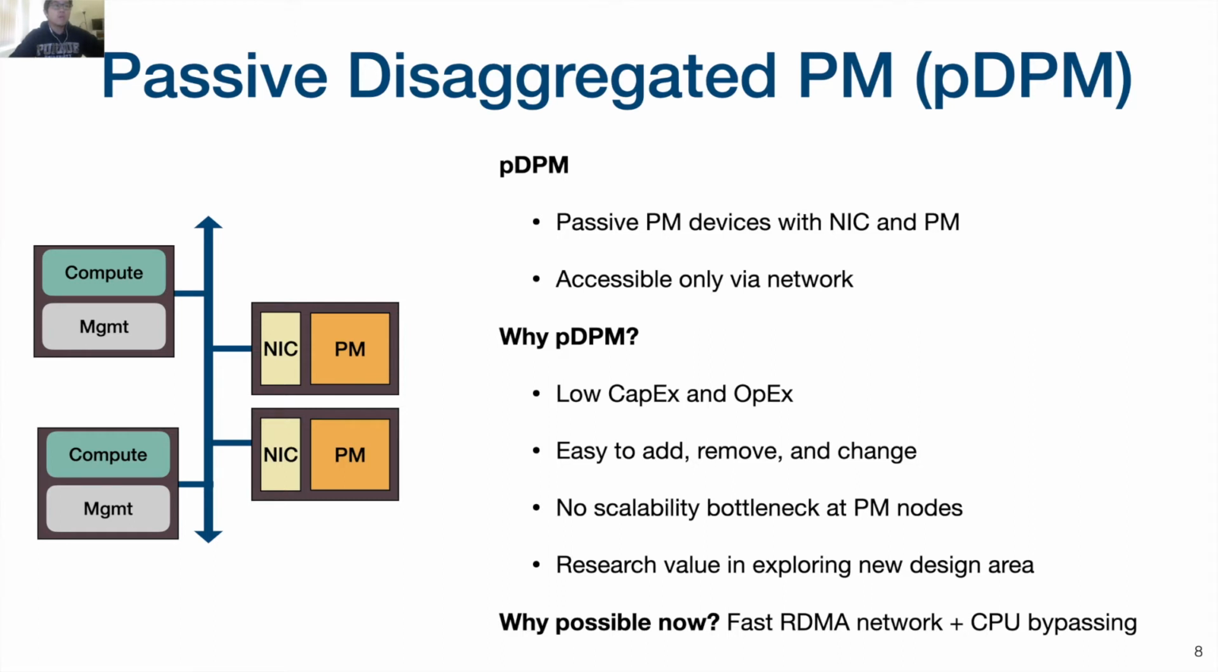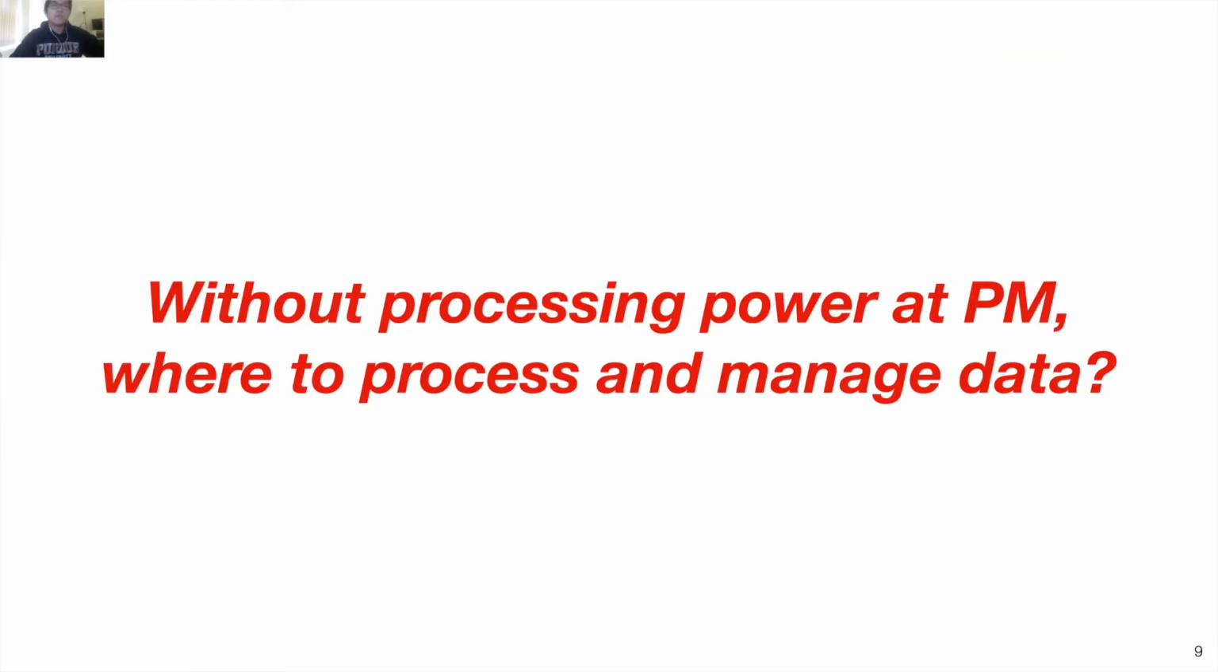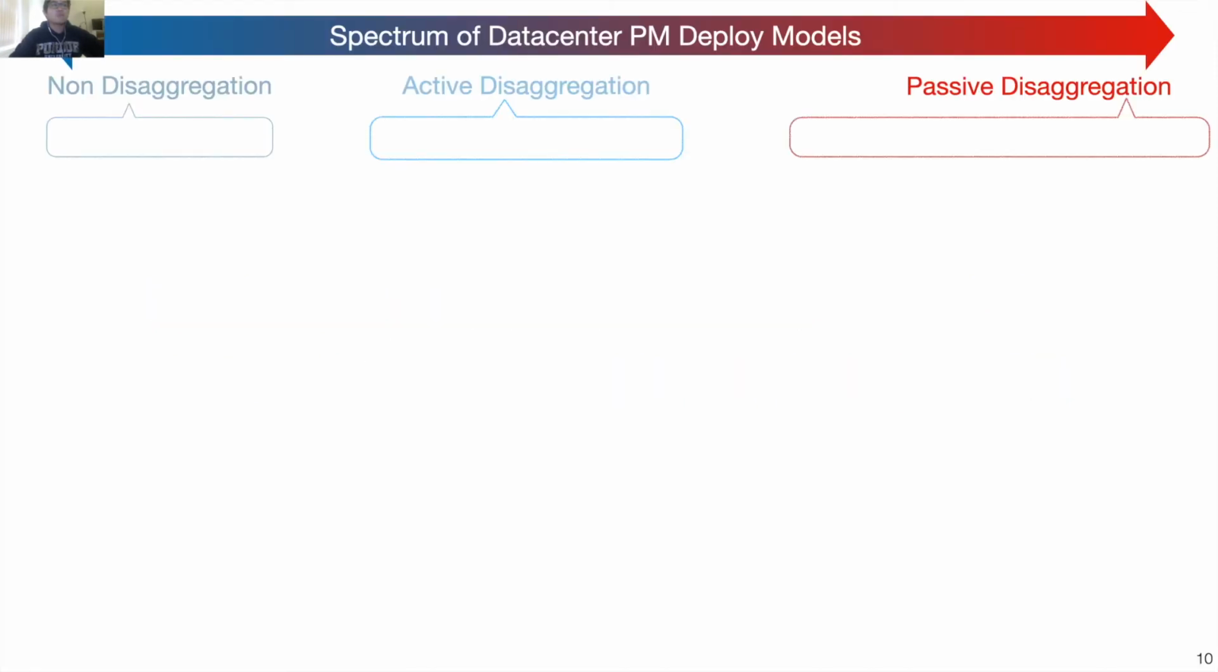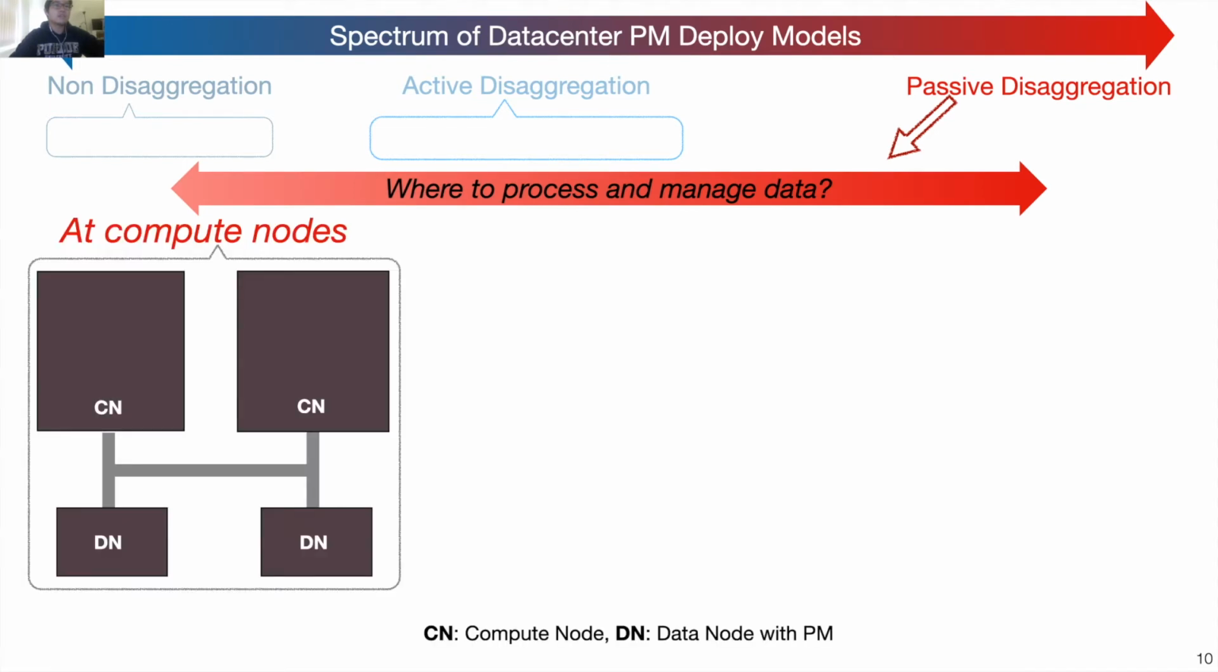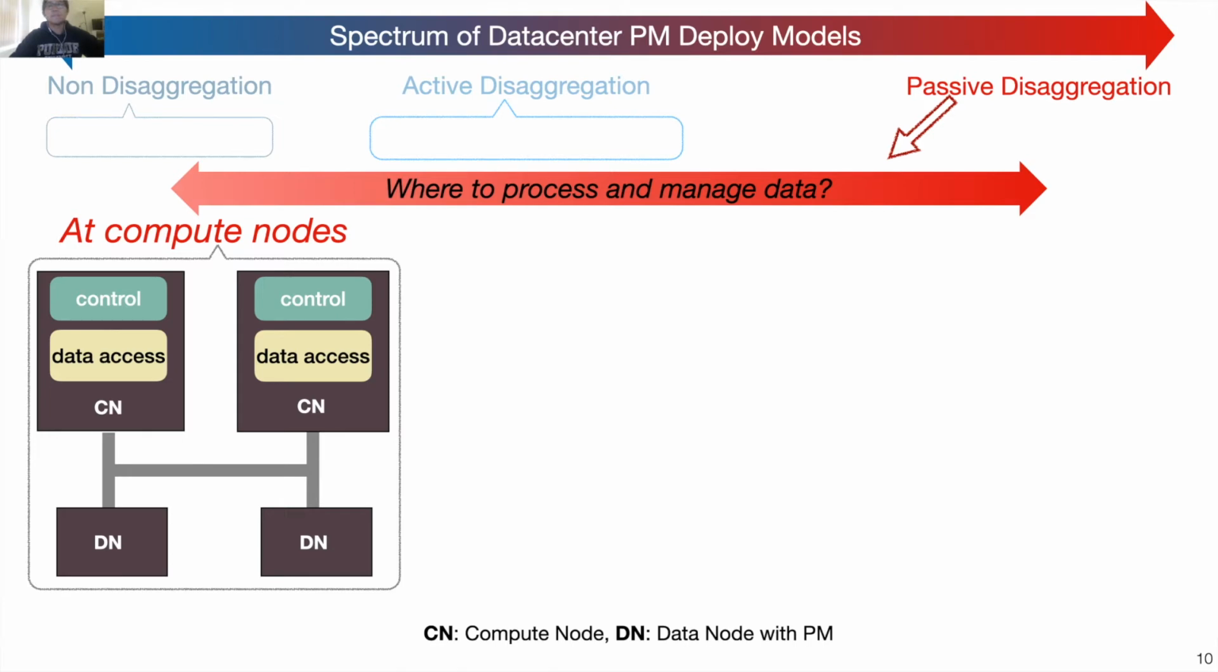With this new hardware model, the natural and most important question is, without processing power at the PM, where and how shall we process and manage data? A most straightforward way is to run everything, including data accesses and PM management, at compute nodes, or CN. This architecture essentially distributes both data and control planes to all CNs.